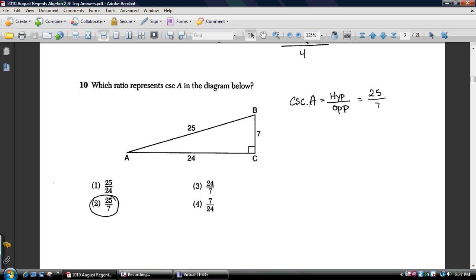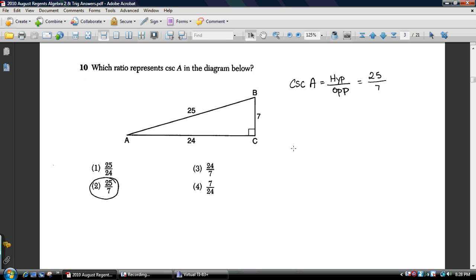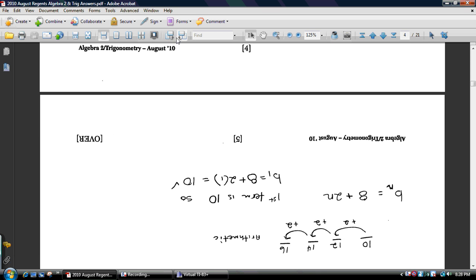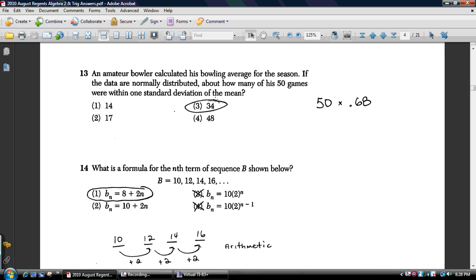Which ratio represents the cosecant? Cosecant is the inverse of sine, which means sine is opposite over hypotenuse, so cosecant is hypotenuse over opposite. Locate angle A. Hypotenuse is 25. The opposite side is 7. Oh, we got to flip this guy back around.